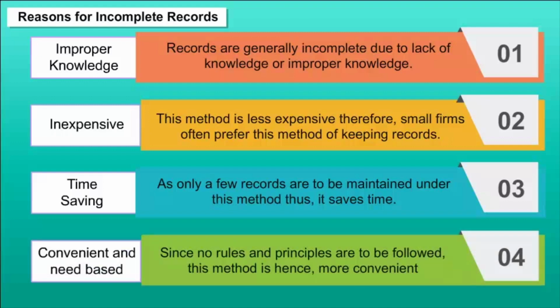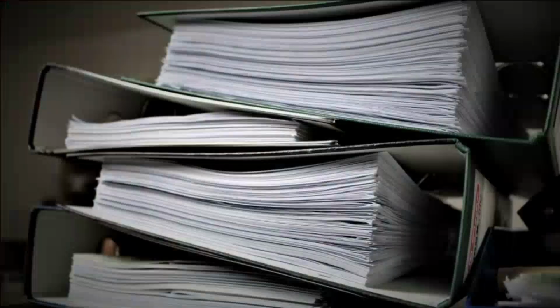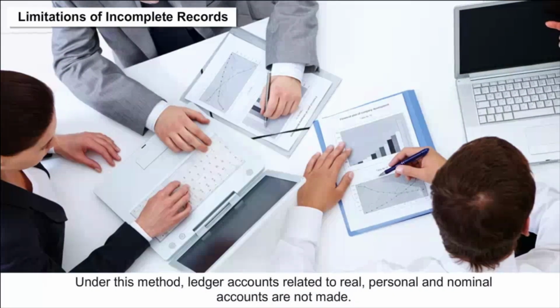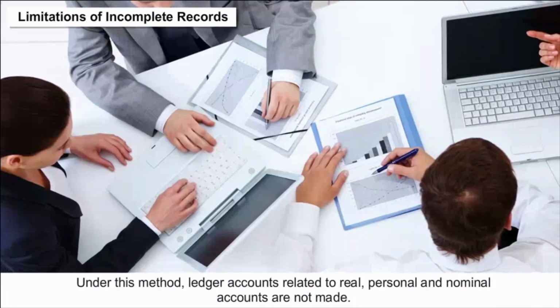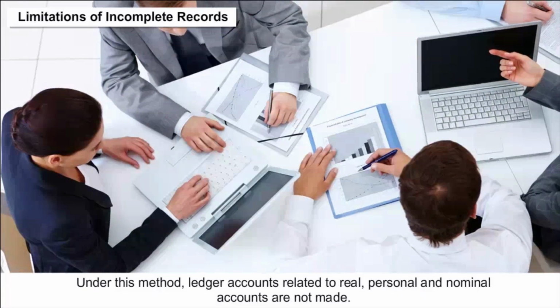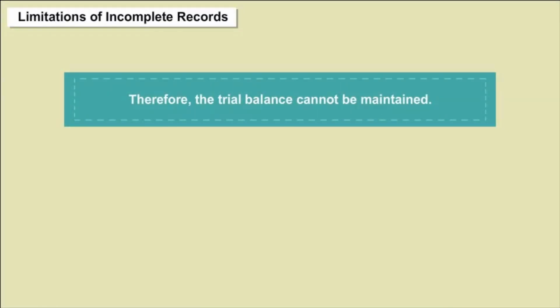Convenient and need-based. Since no rules and principles are to be followed, this method is more convenient. Firms, depending upon the need, adopt different techniques of recording transactions in the books of accounts. Limitations of incomplete records. Under this method, ledger accounts related to real, personal and nominal accounts are not made. Therefore, the trial balance cannot be maintained.